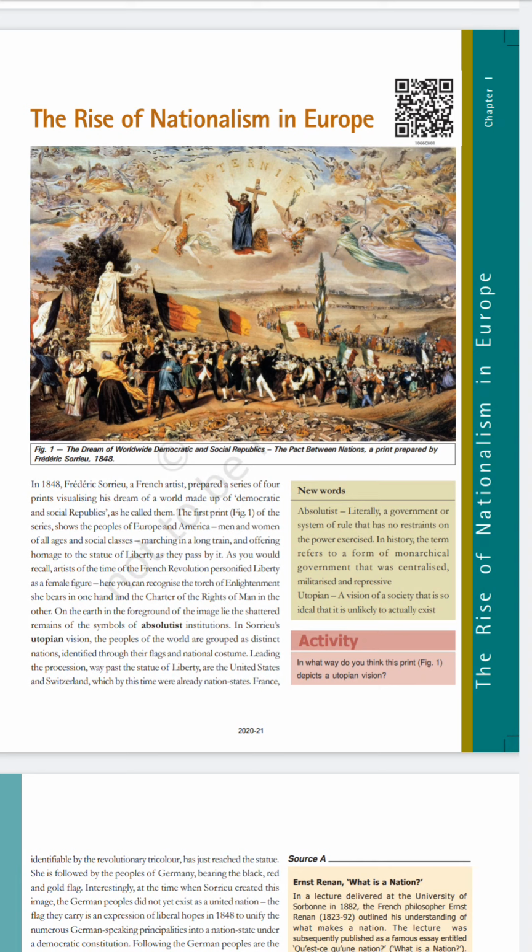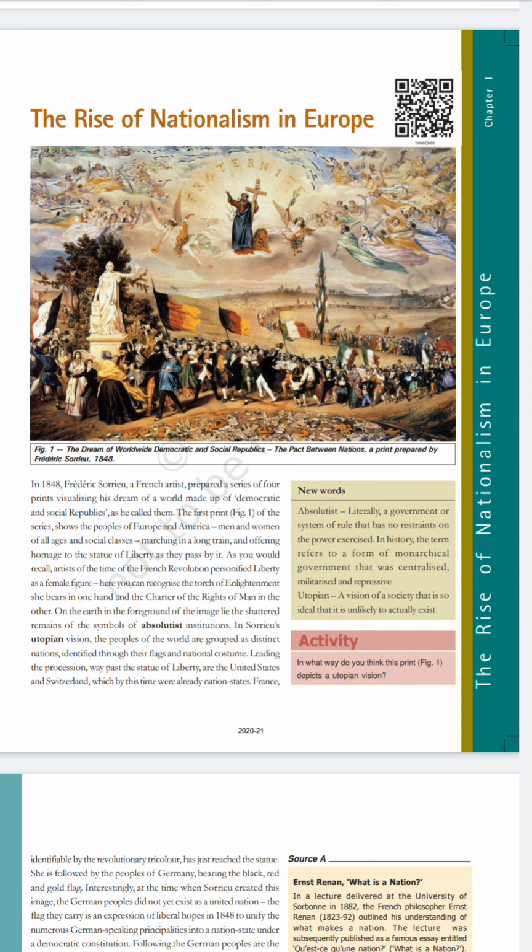France is followed by Germany. After France, we can see the coming of Germany. The German people are also coming towards the Statue of Liberty with their own flag of gold, red and black color. They hope that in the coming days they will unite Germany after the unification of a number of small principalities.